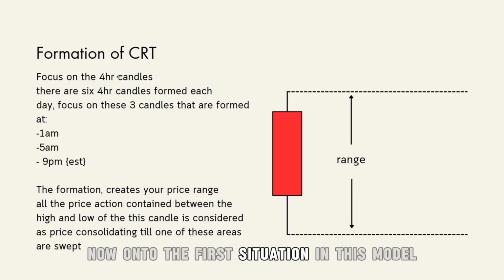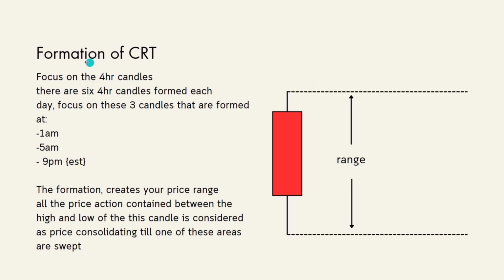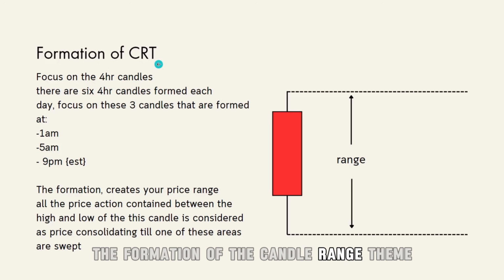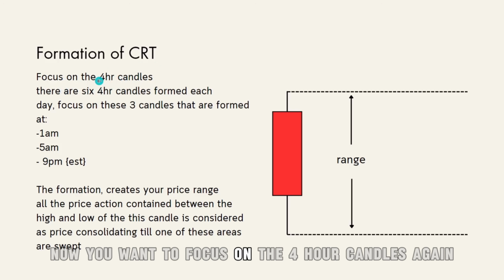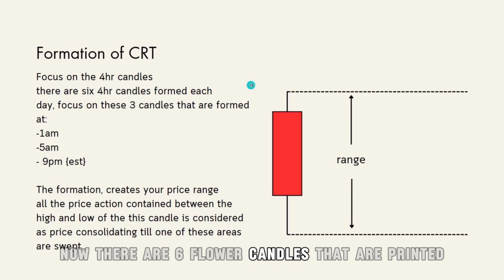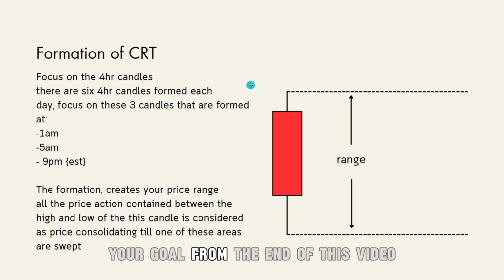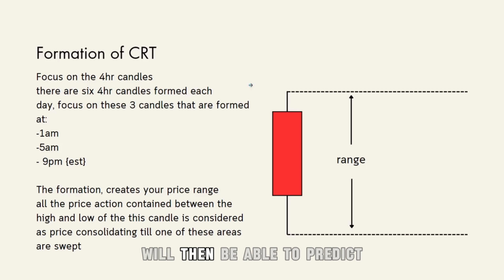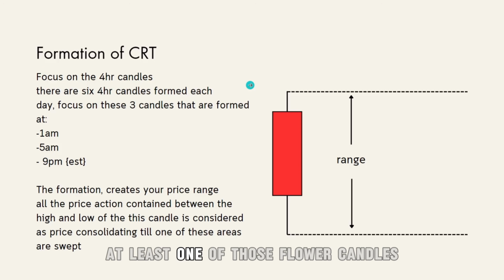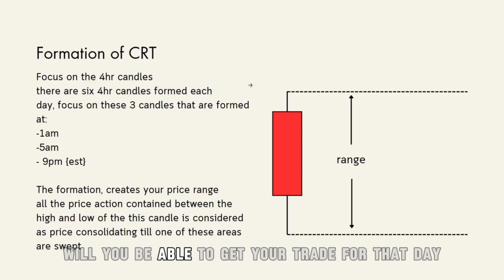Down to the first situation in this model, the formation of the candle range theory. Now, you want to focus on the 4-hour candles, okay? Now, there are 6 4-hour candles that are printed each and every single day, okay? Your goal from the end of this video will be to predict at least one of those 4-hour candles where you'll be able to get your trade for that day.